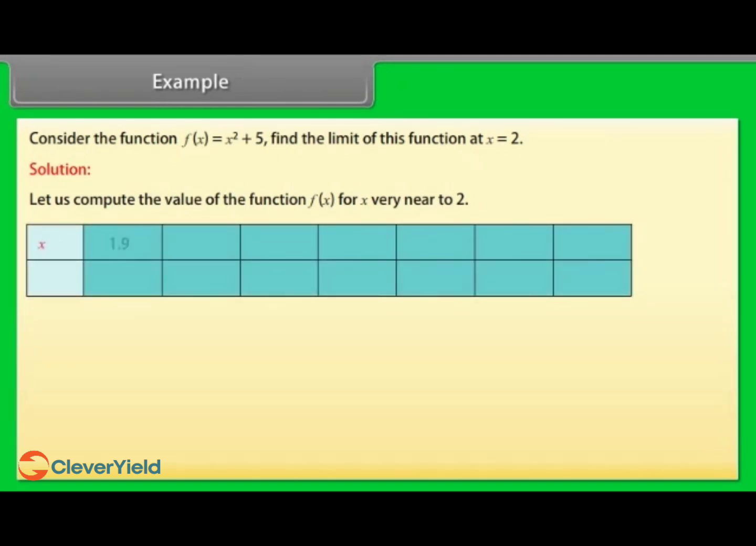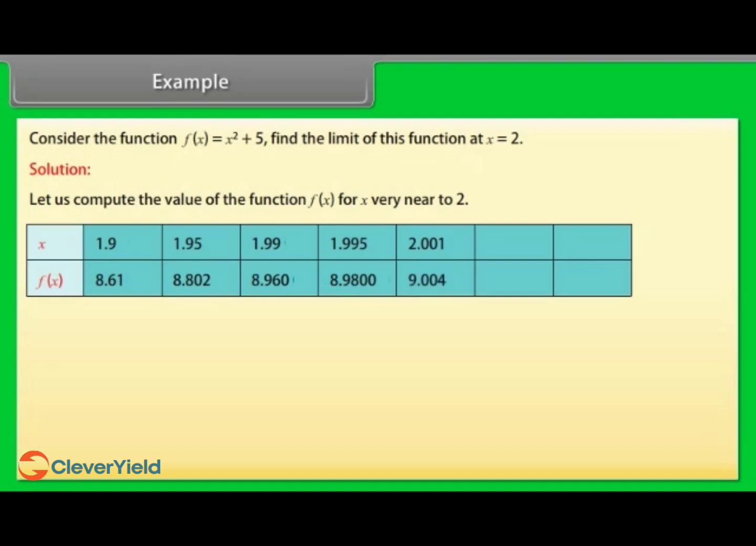For x is equal to 1.9, the value of f(x) is 8.61. For x is equal to 1.95, the value of f(x) is 8.802. For x is equal to 1.99, the value of f(x) is 8.960. For x is equal to 1.995, the value of f(x) is 8.9800. For x is equal to 2.001, the value of f(x) is 9.004.